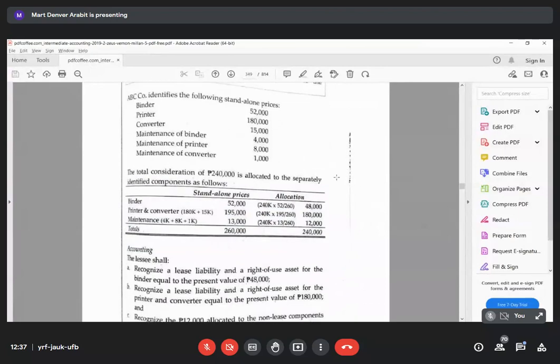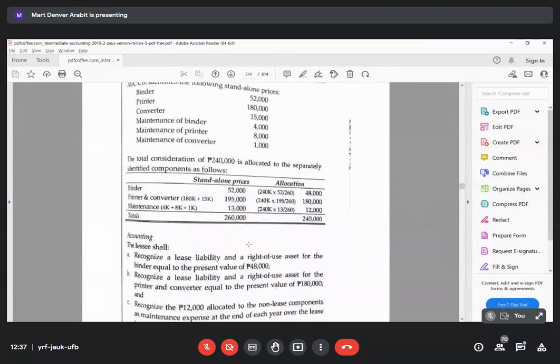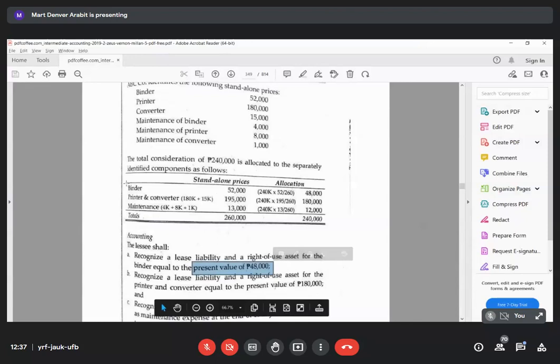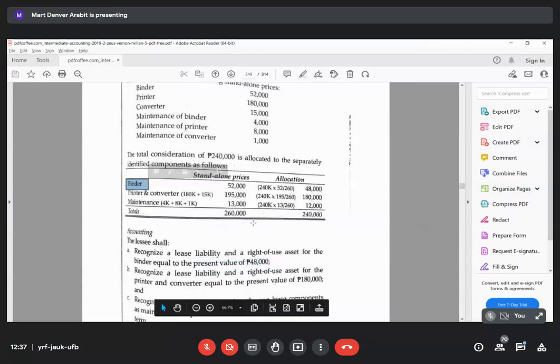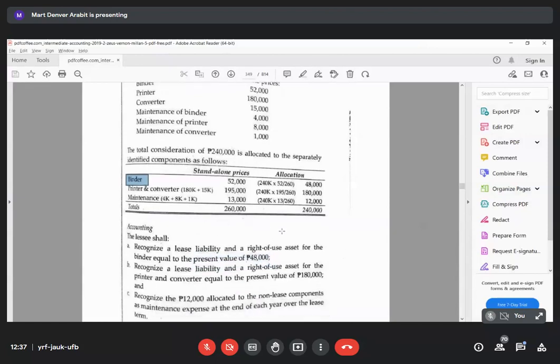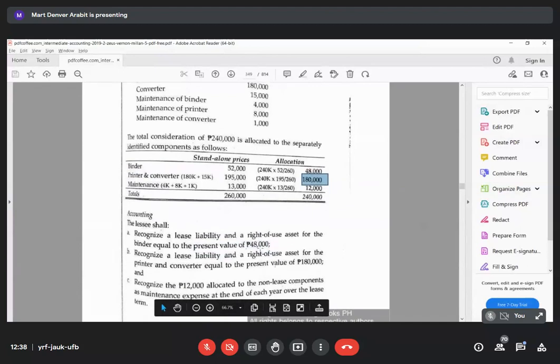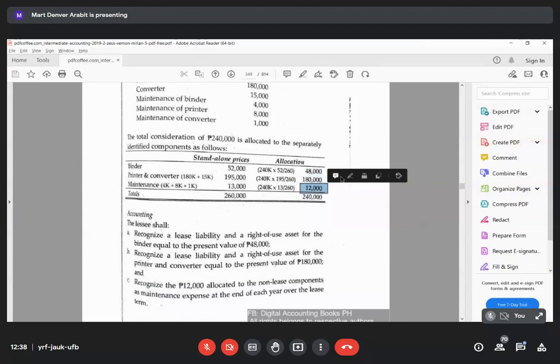So in our example, the lessee shall recognize a lease liability and right of use asset for the binder equal to the present value of 48,000. That is for the binder. And letter B, recognize lease liability and a right of use asset for the printer and converter equal to the present value of 180,000. Okay. And recognize the 12,000 allocated to the non-lease component as maintenance expense. So this is expensed out every year. Ito yung i-expense out natin.